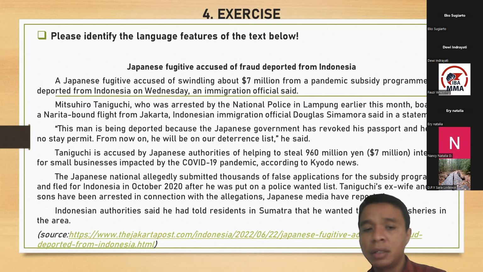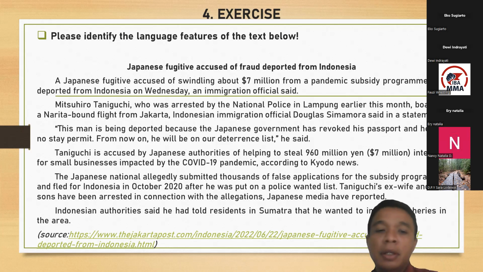Are you sure? Is being deported is not the past tense. What kind of tense? Okay, and then which one is the use of past tense? He said. That's considered past tense. Okay. What about has revoked? Present perfect tense. Okay. Has revoked.